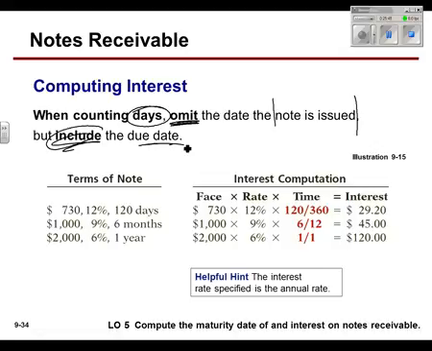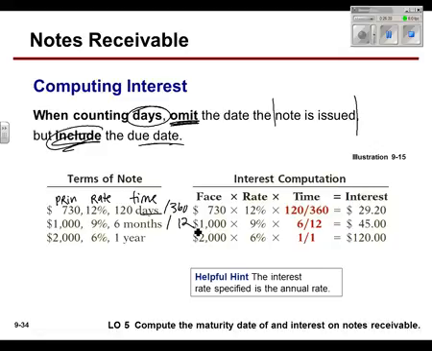So here's some terms. If I borrow principal times the rate times the time, if you see days, it's divisible by 360. So it would be 730 times 12% times 120 over 360. If I'm going to borrow $1,000 at 9% over 6 months, what am I going to divide that by? How many months are there in a year? 12. So 1,000 times 9% times 6 out of 12. 6 months out of 12.